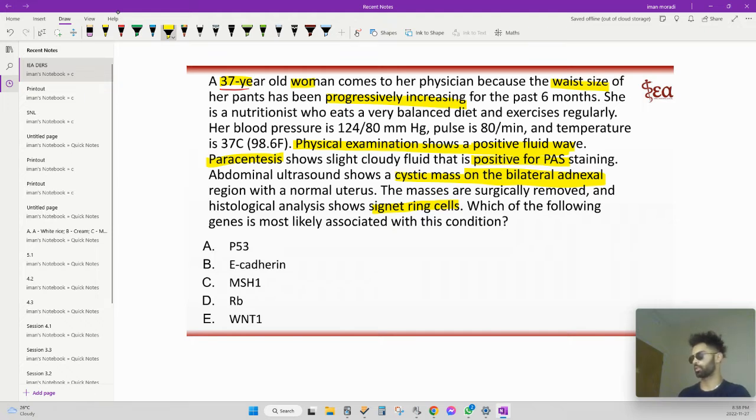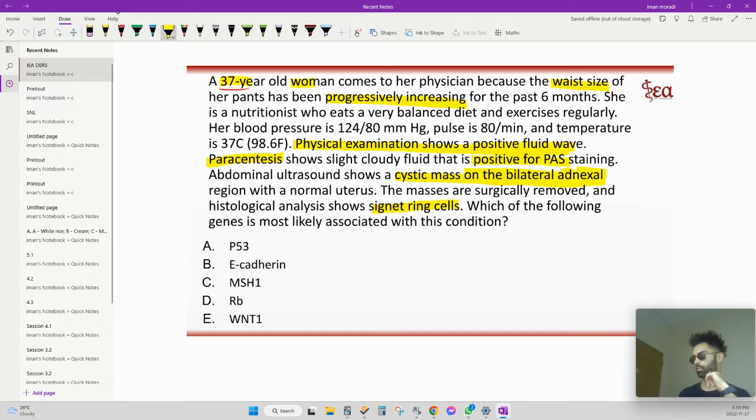Abdominal ultrasound shows a cystic mass bilateral adnexal. Adnexal means next to the uterus. So there's a cystic mass there. It's already making me think of a tumor on the ovaries, some sort of mucinous or surface epithelial tumor of the ovary. But the fact that they're bilateral means there's a chance that it's metastasized from the stomach, something like that. So that's also in the back of my mind.